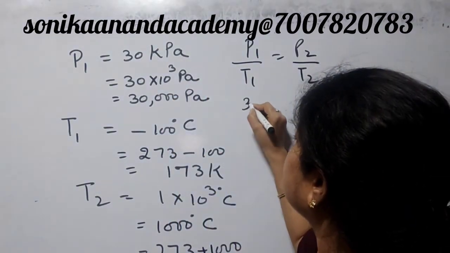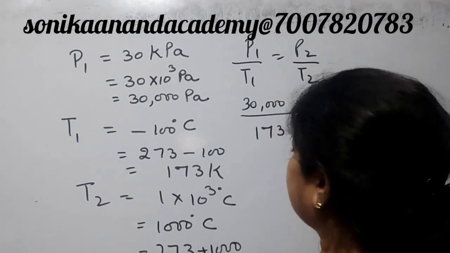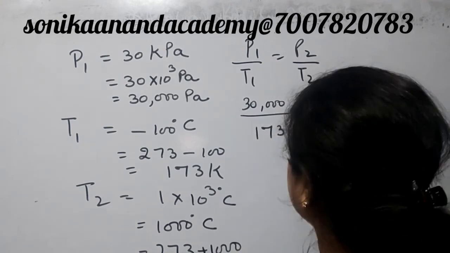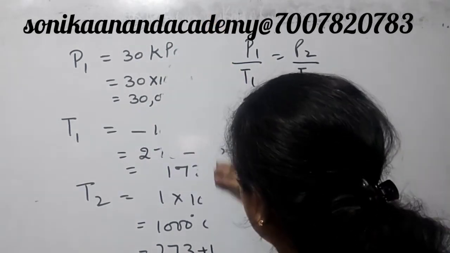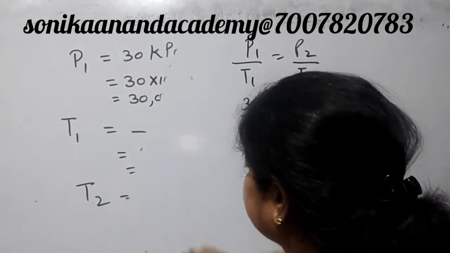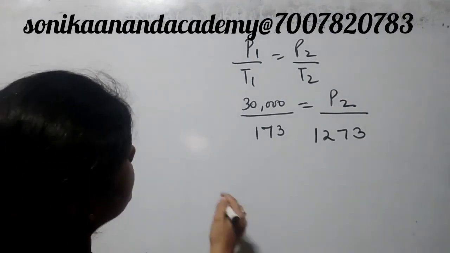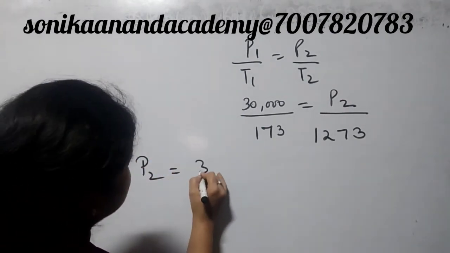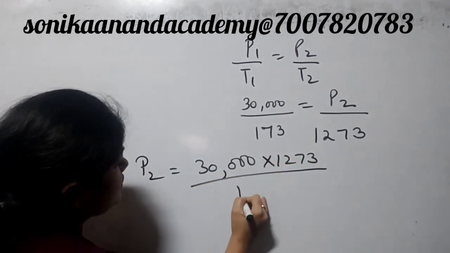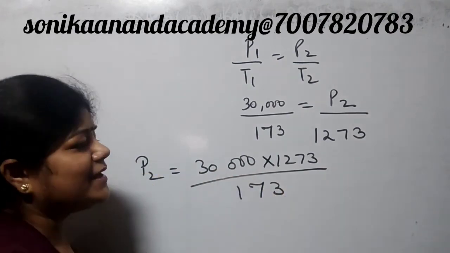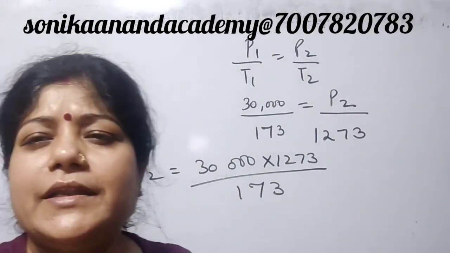Now substitute the different values. We get 30,000 over temperature 173, and here P2 we don't know, we have to find out, over temperature 1273. Okay, clear? Now I am going to rub this because I want space to write. Now cross multiply, what we get, P2 is equal to 30,000 into 1273 over 173. Now simply apply your mathematical calculations. You can easily find out the answer. Find the answer and tell me.